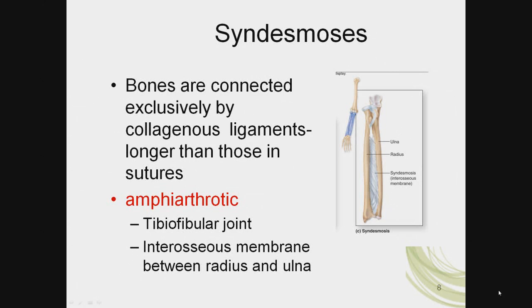The shafts of the two articulating bones are bound side by side by a broad ligamentous sheet called an interosseous membrane, or interosseous ligament. The interosseous membrane provides a pivot point where the radius and ulna, or the tibia and fibula, can move against one another.